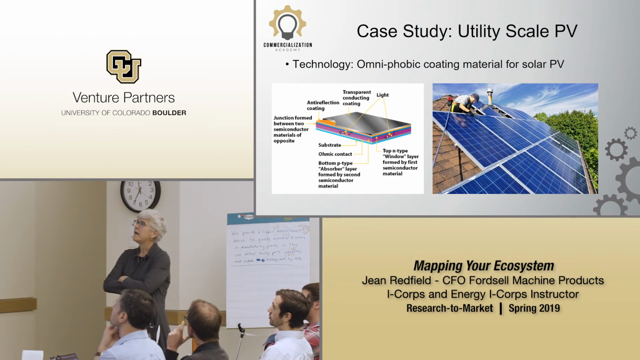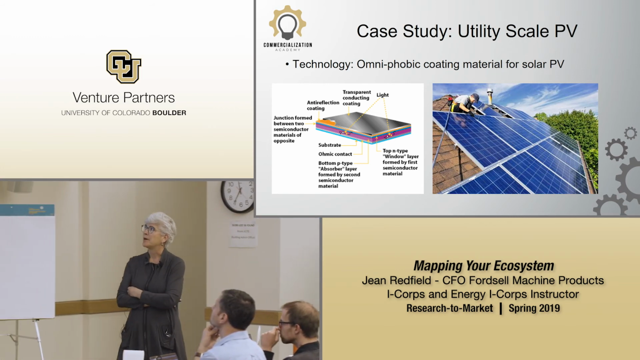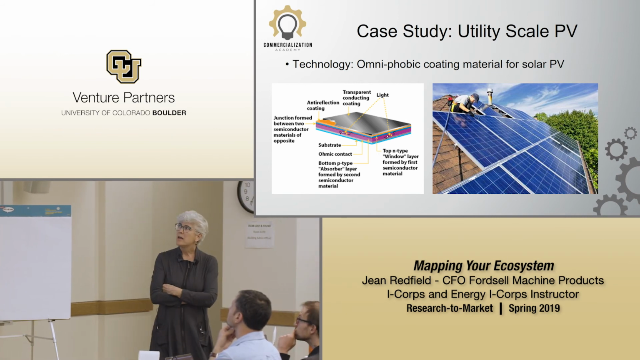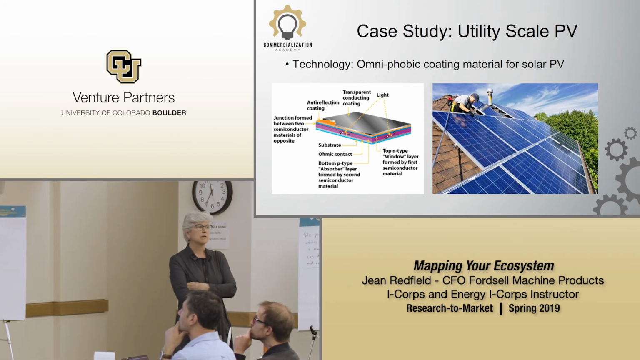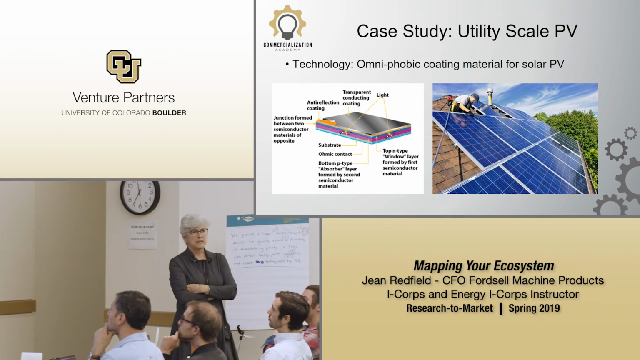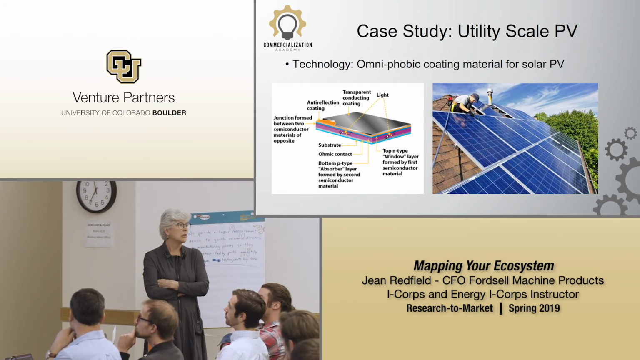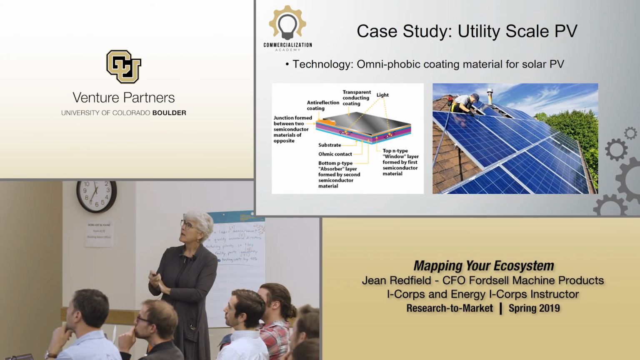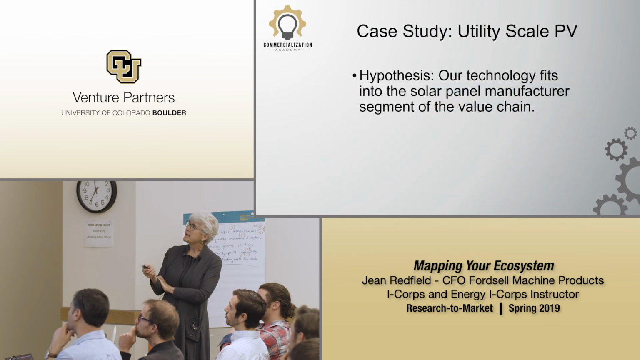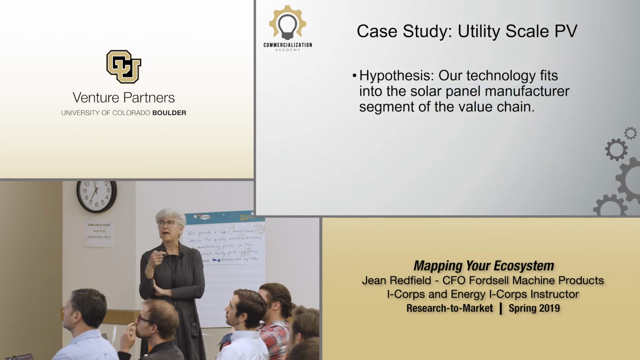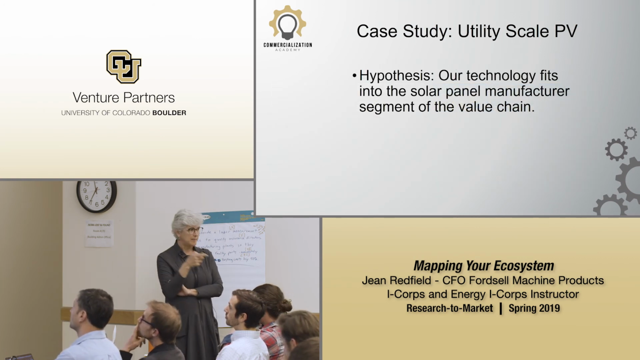Here's an example of a value chain piece of work that one of the teams did years and years ago. They had an omniphobic coating for solar PV. The idea was that it was going to shed water and stay cleaner, so you end up with higher productivity through the life of the solar cell. They had a hypothesis that their technology was going to fit in the manufacturing sector.